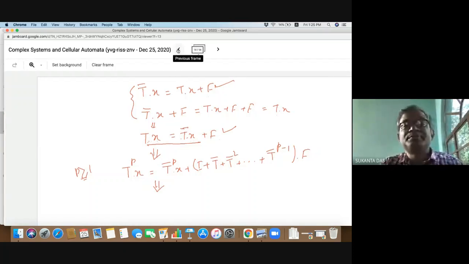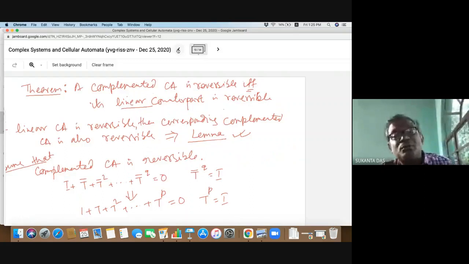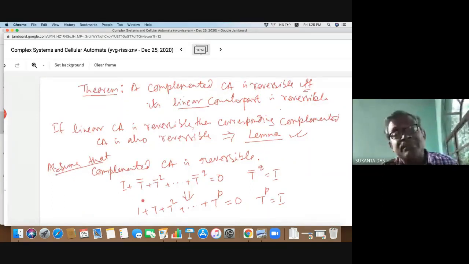Okay, what have I shown in the lemma? Lemma I have shown, it was given I plus T square to the power, oh sorry, it will be -1, sorry, -1.